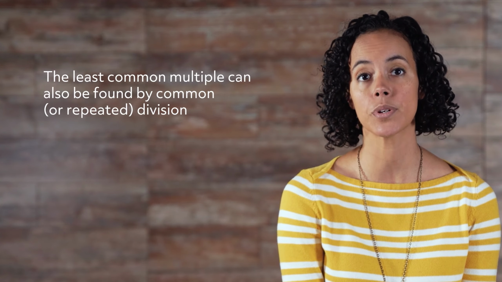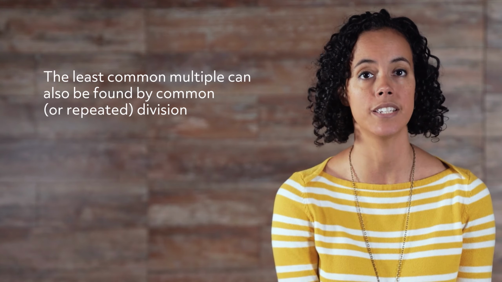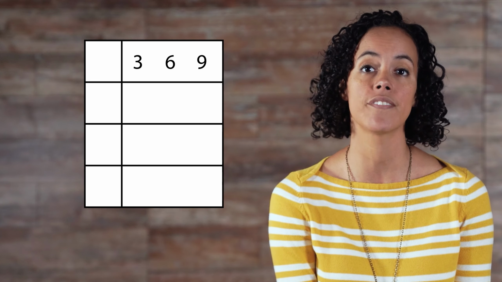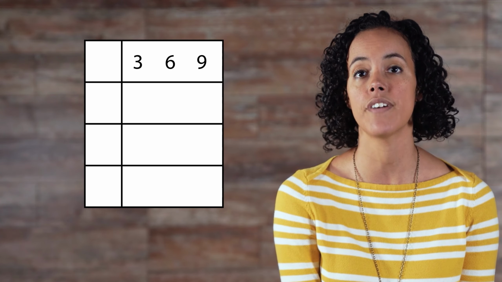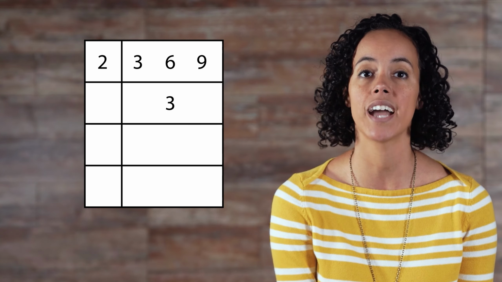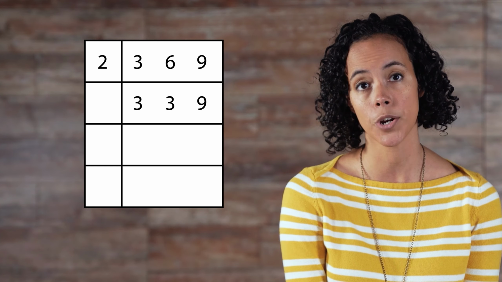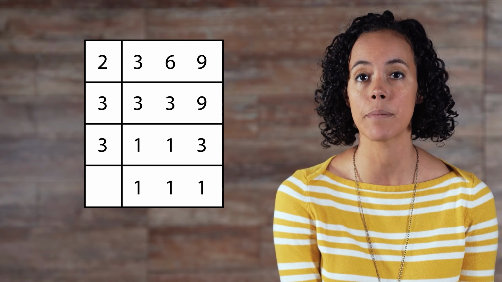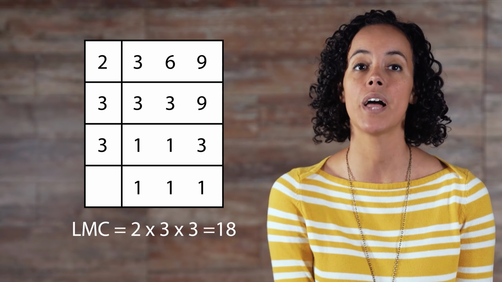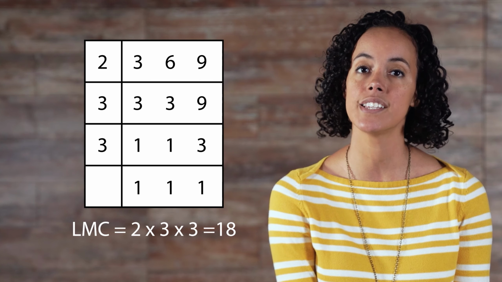The least common multiple can also be found by common or repeated division. This method is sometimes considered faster and more efficient than listing multiples and finding prime factors. Here's an example of finding the least common multiple of 3, 6, and 9 using this method. Divide the numbers by the factors of any of the 3 numbers. 6 has a factor of 2, so let's use 2. 9 and 3 cannot be divided by 2, so we'll just rewrite 9 and 3 here. Repeat this process until all of the numbers are reduced to 1. Then, multiply all of the factors together to get the least common multiple.